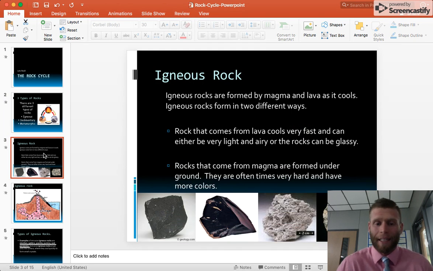All right, so we'll start with igneous. Igneous rocks are formed by magma, which is underground, and lava, which is above ground, as it cools. So it forms in two different ways. First, rock that comes from lava cools very fast and can be either very light and airy, or the rocks can be glassy. So you can see the airy white one at the bottom there, and then the glassy obsidian looking one there.